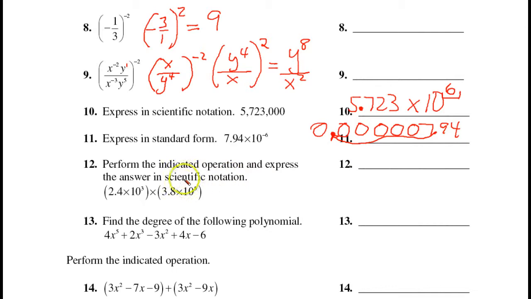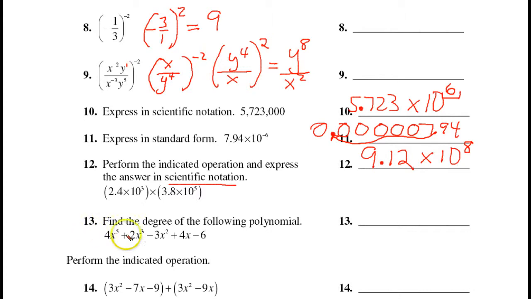Now, for this one, they want an answer in scientific notation. So I'm first going to multiply the 2.4 times 3.8 gives me a 9.12. Again, that's a number between 1 and 10. So we're good there. And then we just add our exponents. 10 to the 8th. That's in scientific notation.